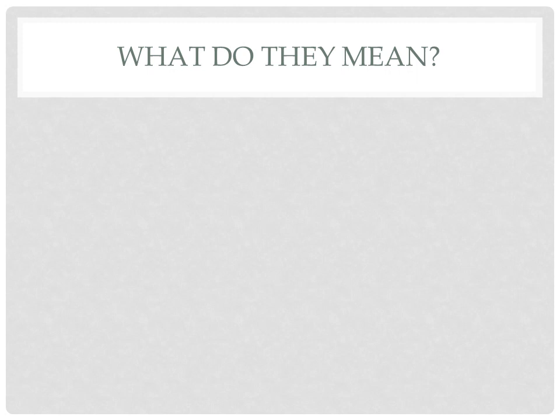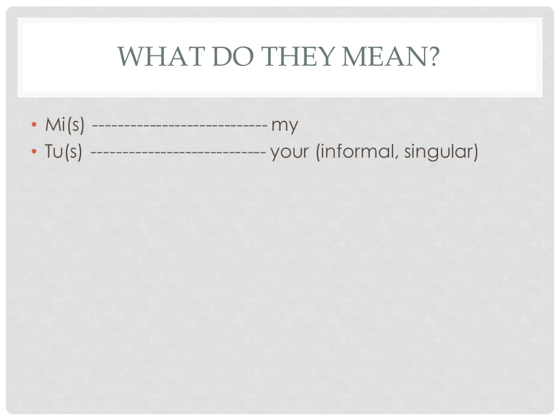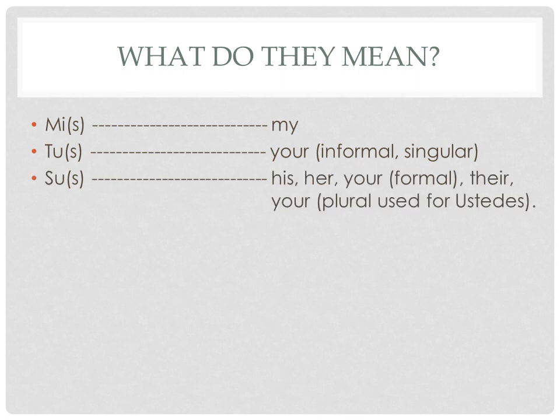So let's talk about what they mean. Mi o mis significa my. Tu o tú significa your, informal, and it's singular. Informal. Su has 5 meanings. It can mean his, her, your when it's formal, so for usted, their, but also your when it's plural, for ustedes. So it can have any of these 5 different meanings.